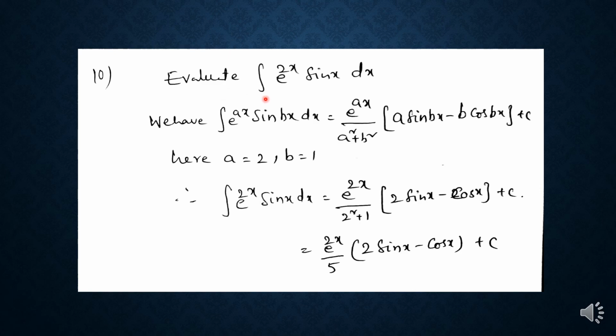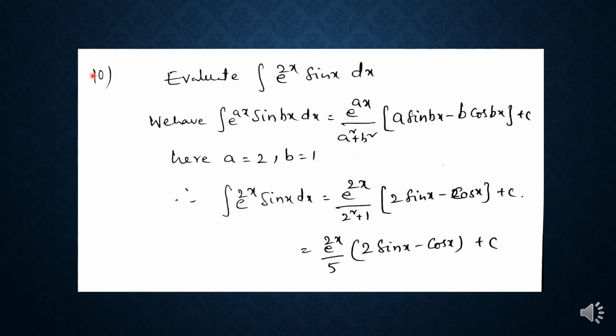Evaluate the integral of e^(2x) sin x dx. This is in the form of the integral of e^(ax) sin(bx) dx. We have the formula: integral of e^(ax) sin(bx) dx is equal to e^(ax) by (a squared plus b squared) into (a sin bx minus b cos bx) plus c.